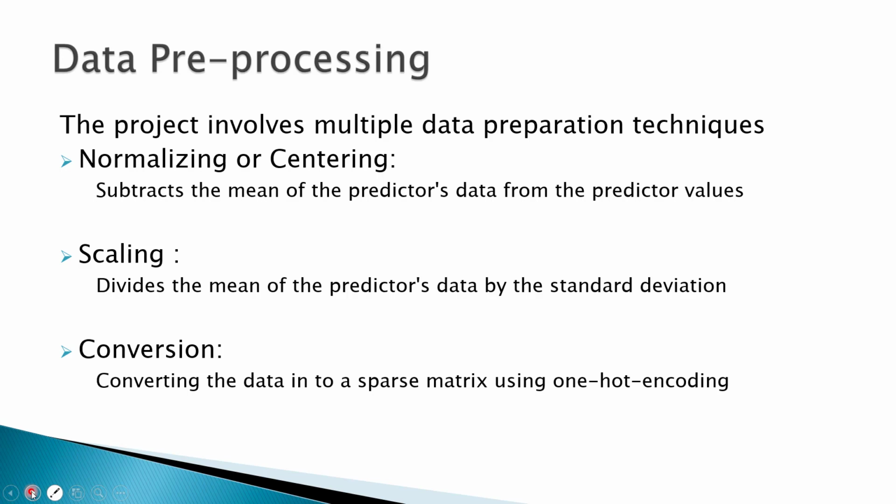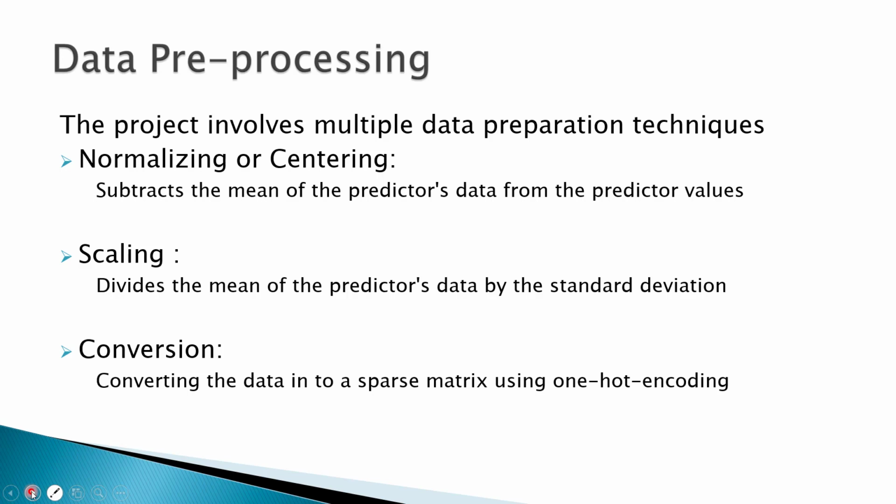So once we do the quick data exploration, we will be doing some data pre-processing. This project involves multiple data pre-processing techniques. The first one is normalizing or centering data. That means subtract the mean of the predictors data from predictor values. And the second data preparation is the scaling, which divides the predictors data by standard deviation.